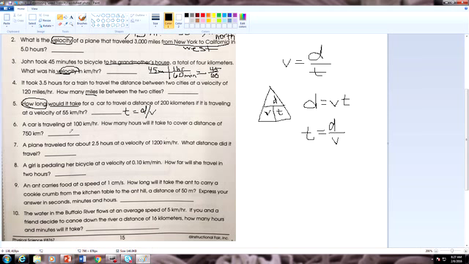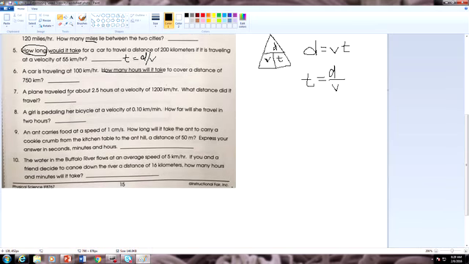Number 6, a car is traveling at 100 kilometers per hour. How many hours will it take to cover a distance of 750 kilometers? So we're looking for time again. So you're going to write T equals, and they gave you your distance, 750 kilometers, and your velocity, 100 kilometers per hour. So you're using the same formula to set that up. Remember, your answer should be in hours. Go ahead and hit pause, complete number 6.